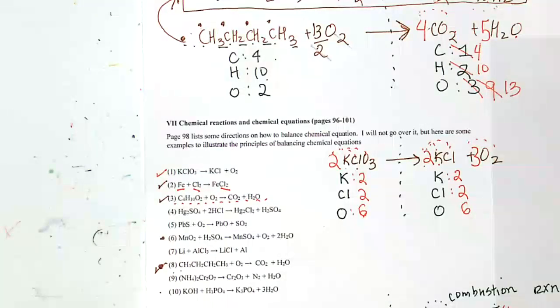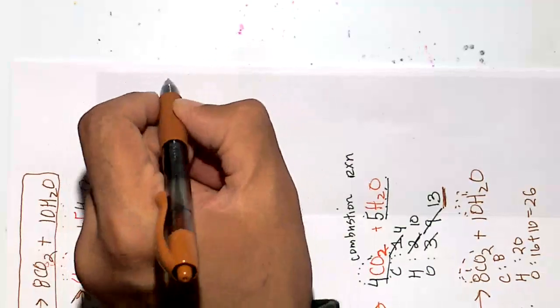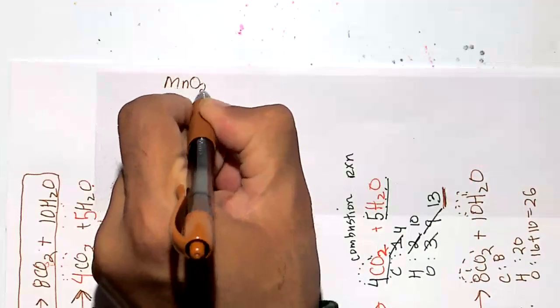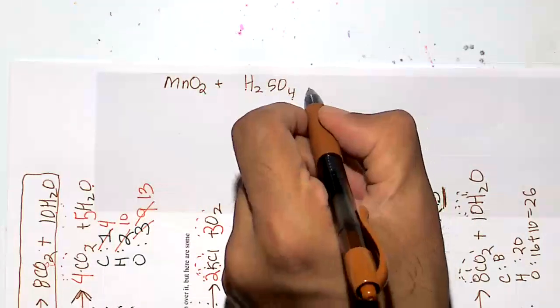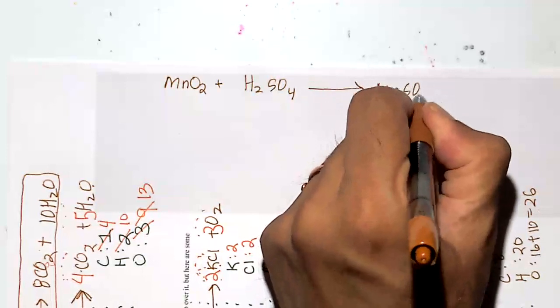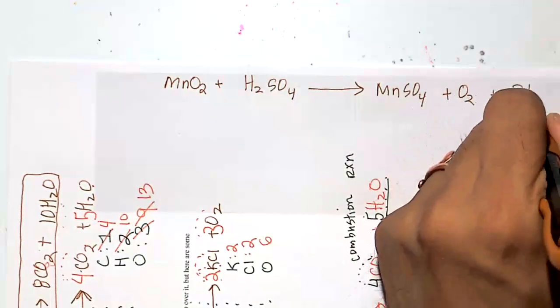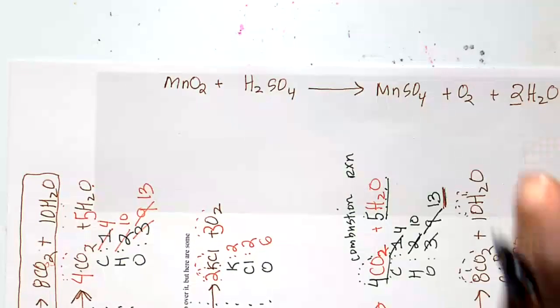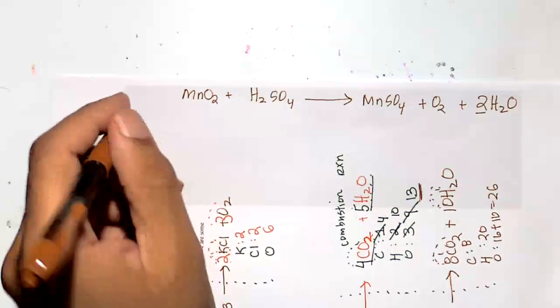All right, let's do number 6 now. MnO2 plus H2SO4 goes to MnSO4, this is manganese 2 sulfate, plus oxygen. Looks like they already gave you the 2 waters. Okay, 2 here. All right, this is number 6.